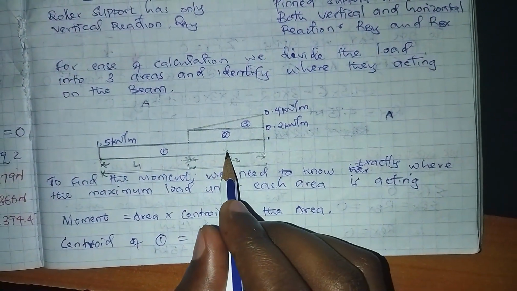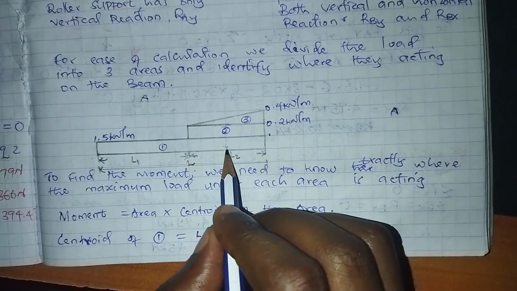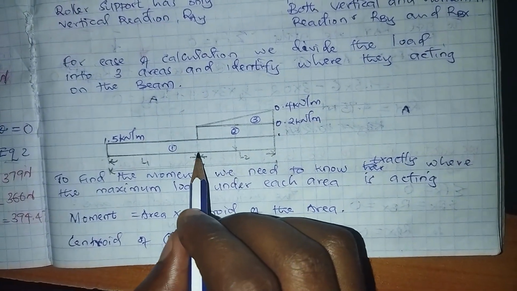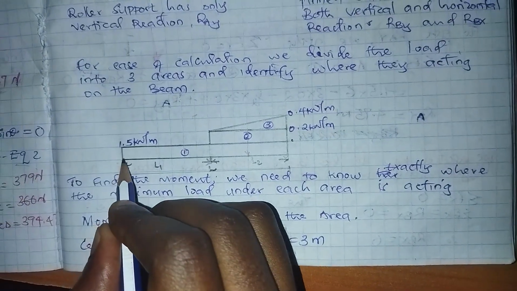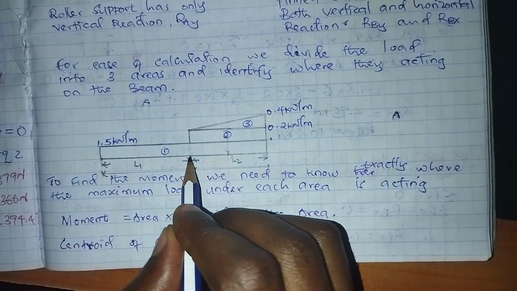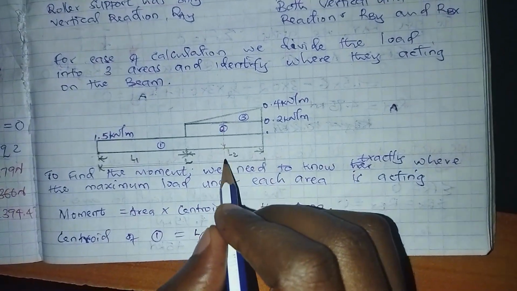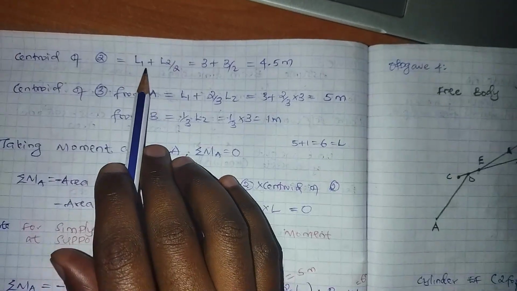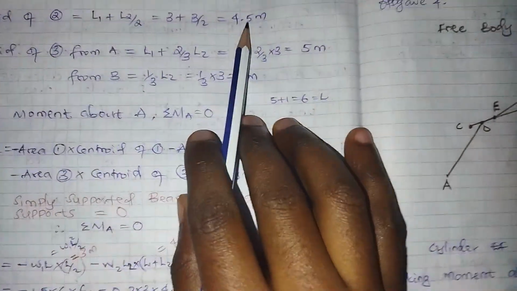So what is that dimension from here? It is this length over 2. Now we are going to add the distance from here up to here, so it is the distance from here all the way up to this point. So it is L1 plus L2 over 2. That is why you have seen here, I've said it is L1 plus L2 over 2. So it's going to be 4.5 meters.